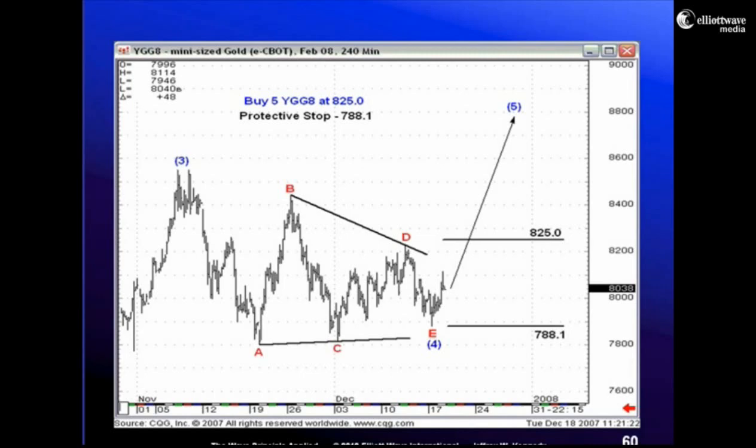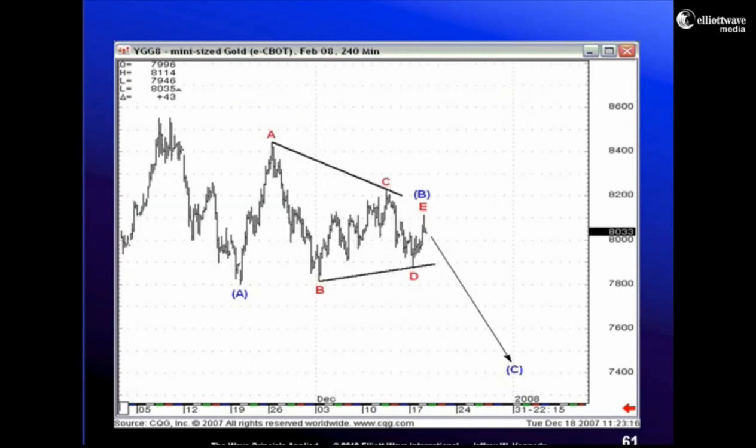But again, remember, triangles can be very, very tricky. Here's an identification of the same price action, which is equally viable. Remember, triangles can occur by themselves as waves 4, waves B, and waves X. So this is an equally viable interpretation. How do we handle that? Well, the market could go up, the market could go down.